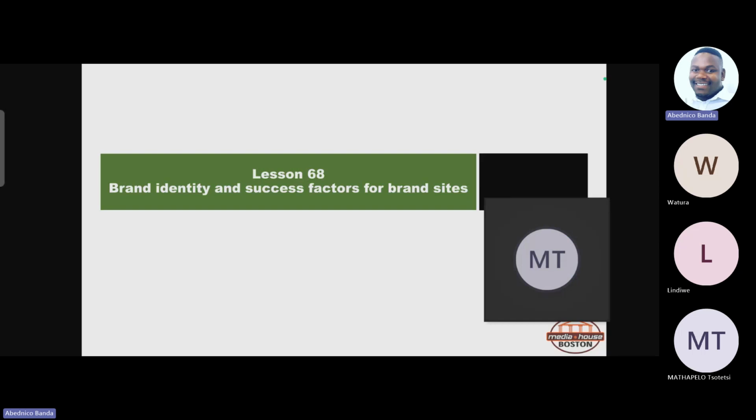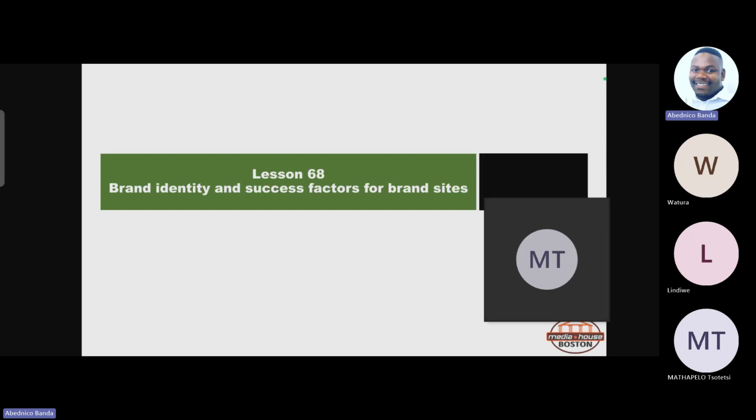As I mentioned earlier, we are going to be unpacking brand identity and success factors for brand sites. When we talk about brand sites, we are talking about all the digital assets that a brand possesses. This can be a website, a newsletter database, social media platforms, or mobile applications, the apps that you have on your phone. So what would be the success factors for a brand site?